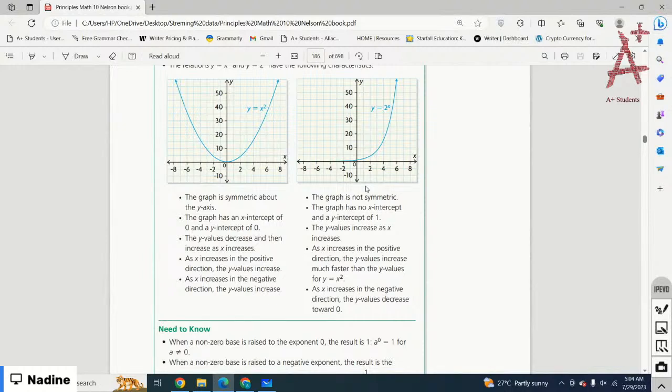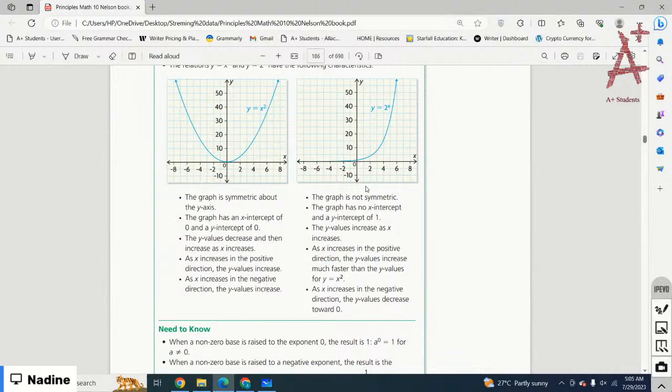Then on the quadratic graph, the y values decrease and then increase as x increases. So for the exponential graph the y values increase as x increases in the positive direction. As x increases in the positive direction, the y value increases much faster for the exponential graph. Got it? If x increases in the positive direction, the y increases much faster.